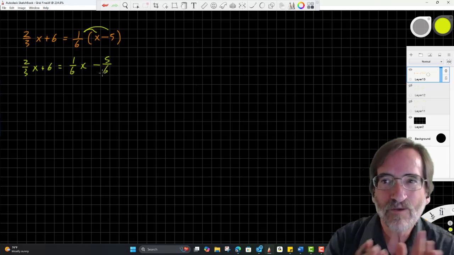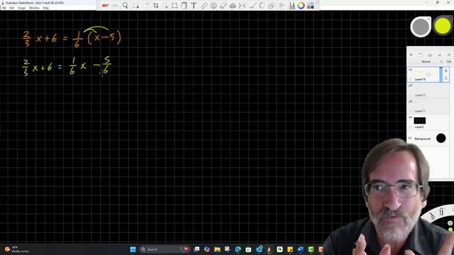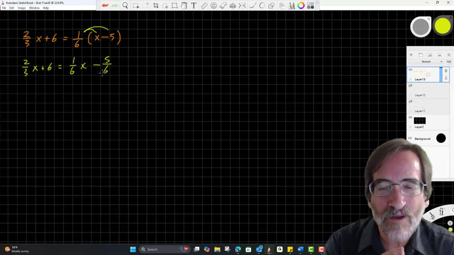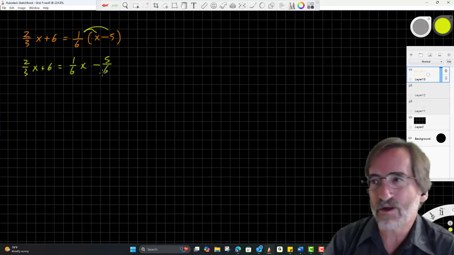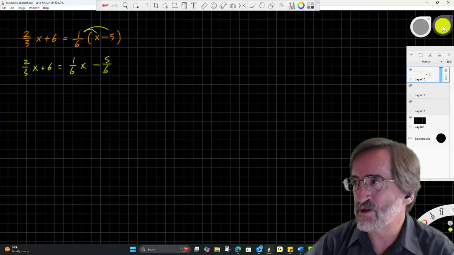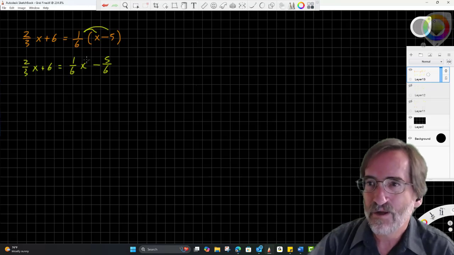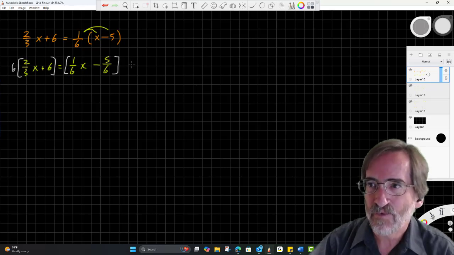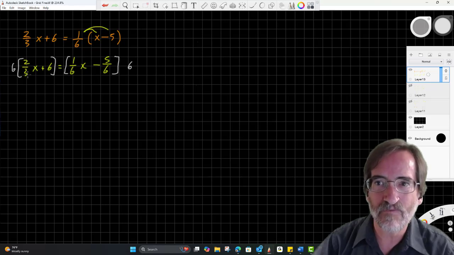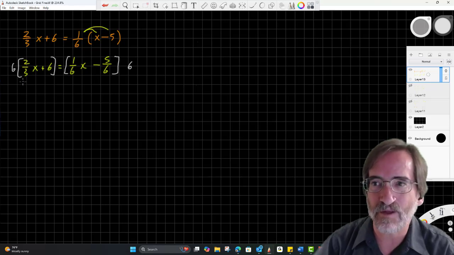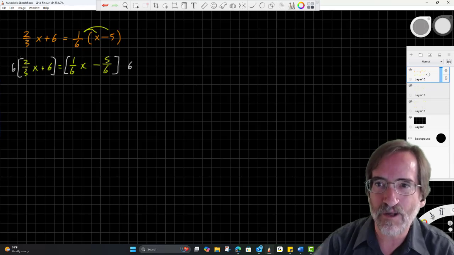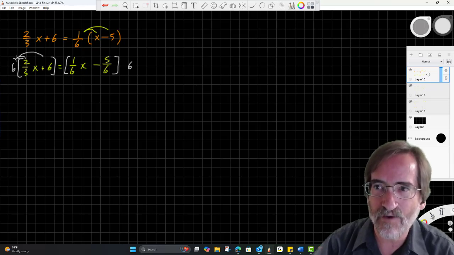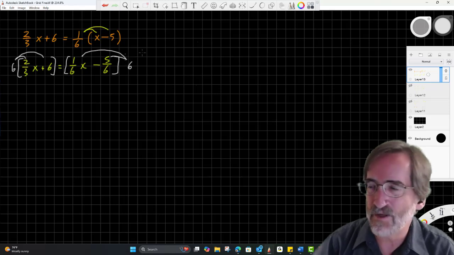But now, rather than keeping fractions, I could do this with fraction arithmetic all the way through, but rather than do that, I'm going to eliminate or get rid of the fractions by multiplying by the least common denominator. I'm going to multiply both sides by 6. I know that one denominator is 3, another denominator is 6, but 3 is a factor of 6. 3 goes into 6 evenly. So 6 is the least common denominator. And distribute the 6 to every term inside.